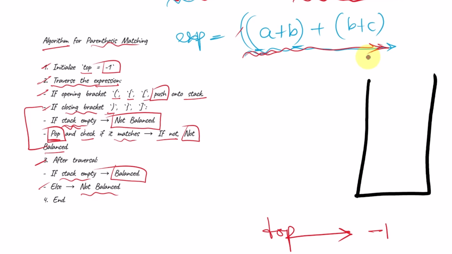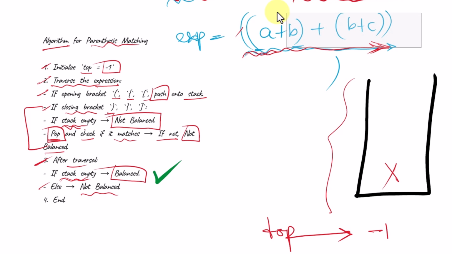So we are done traversing the whole expression. After the expression, we're gonna check if the stack is empty or not. So you can see the stack is empty. So that means our expression is balanced. But suppose in a case we encounter another closing parenthesis. In that case, we have one closing parenthesis, but the stack is empty. So in that case, we're just gonna simply say the expression is not balanced.